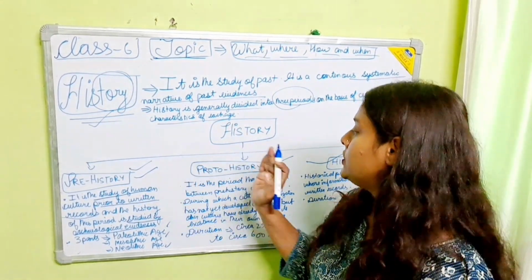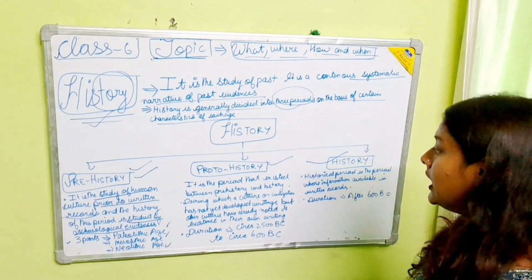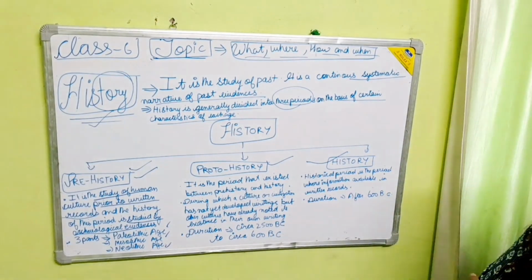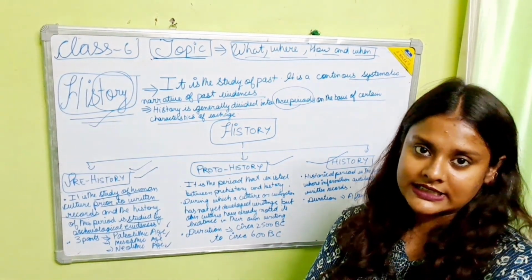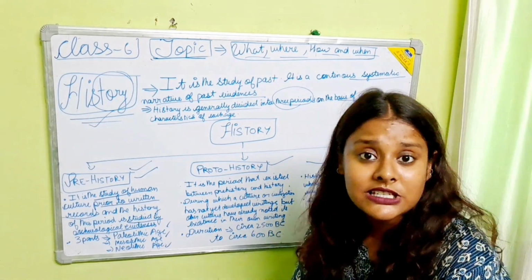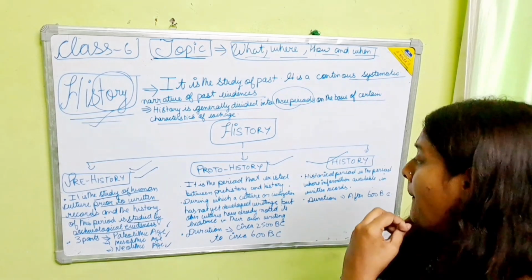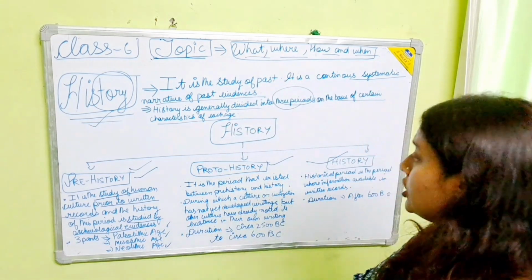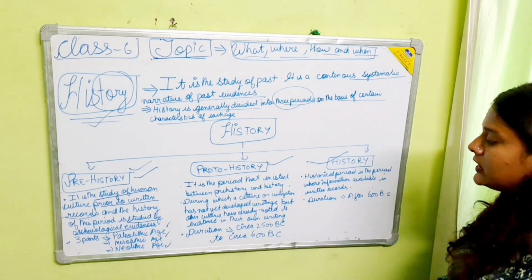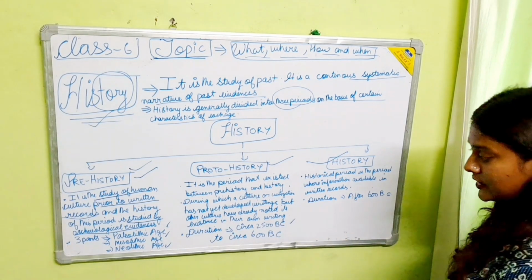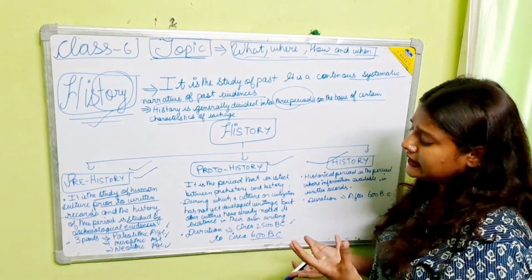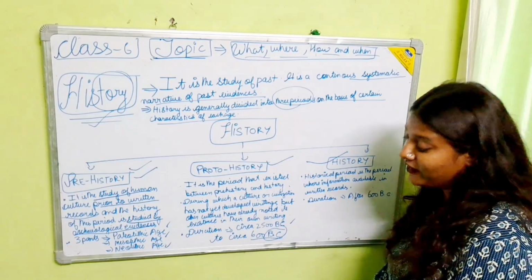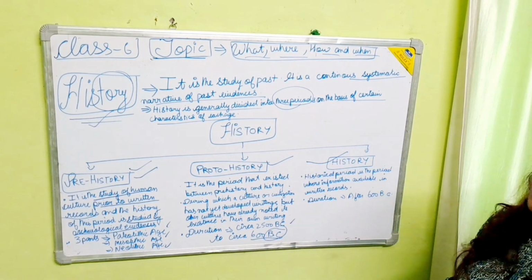After this, we are going to start with proto-history. What is proto-history? It is a period that existed between prehistory and history, during which a culture or a civilization has not yet developed writings. The cultures were flourishing, civilizations were flourishing, but they didn't have writings. But other cultures have already noted its existence in their own writings. Now, the duration of this period is circa 2500 BC to circa 600 BC. When we read this date 600 BC, what does this BC mean? This is before Christ. We are going to discuss it later on in this chapter only.